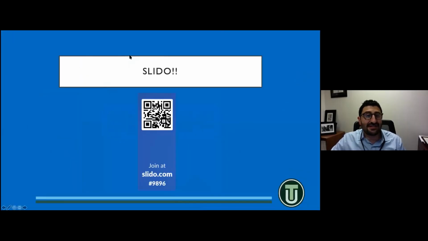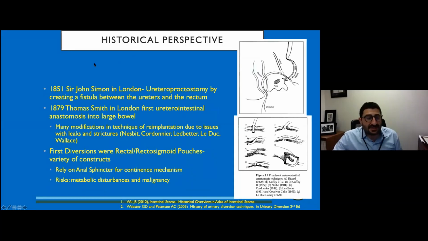So we'll go back to the PowerPoint. Let's start with a little historical perspective in terms of urinary diversions. Obviously urinary diversions are not new. These have been performed since the 1850s. Sir John Simon in London performed really what was the first urinary diversion, doing a ureteral proctostomy. This is a picture of how he performed it, basically tying the ureter to the rectum and puncturing through the rectum to create a fistula between the ureters and the rectum, and relying on the external anal sphincter to be the continence mechanism.